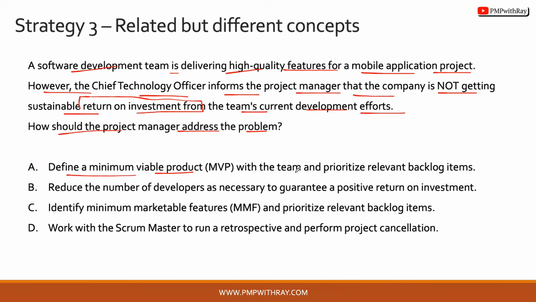Option A, define a minimum viable product, MVP, with the team and prioritize relevant backlog. Possible. Okay, so you can do a prototyping or an MVP and you can prioritize relevant backlog. So option A is one of the close answer choices.